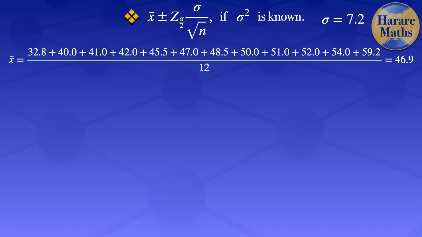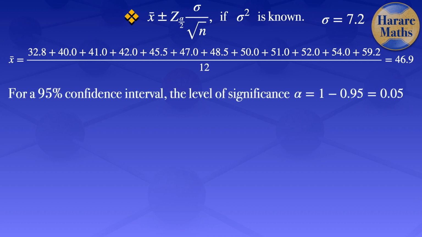For this question, we are looking at a 95% confidence interval. The level of significance, the alpha, is 1 minus 0.95, which gives us 0.05. So this level of significance, we'll use it when calculating this z alpha over 2. So we are saying our alpha is equal to 0.05. So we'll have z alpha over 2 is z of 0.05 divided by 2, which is z 0.025.